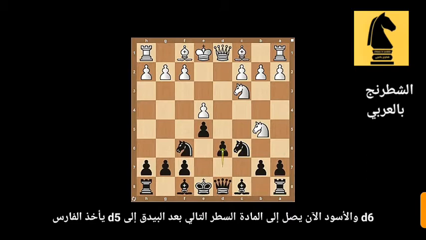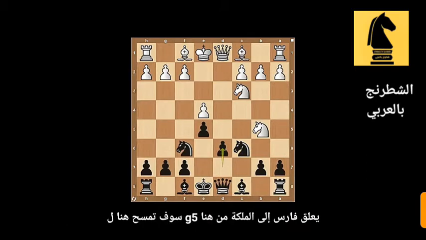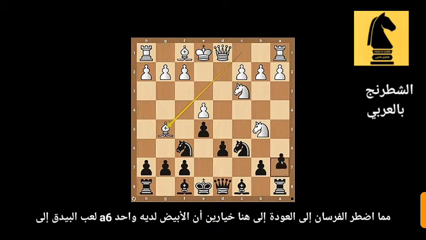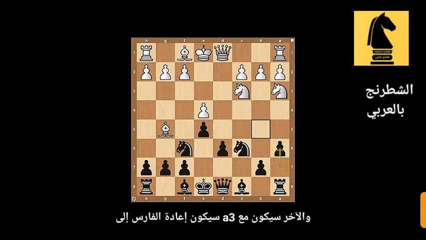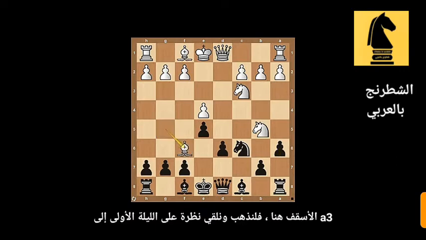The next line after pawn to d6 would be white bishop down here to g5, pinning down the knight to the queen. From here, play pawn to a6, forcing the knight back here. A couple options that white has. One would be to bring the knight back to a3, and the other would be to take with the bishop right here. So let's go ahead and take a look at the first one, knight to a3.